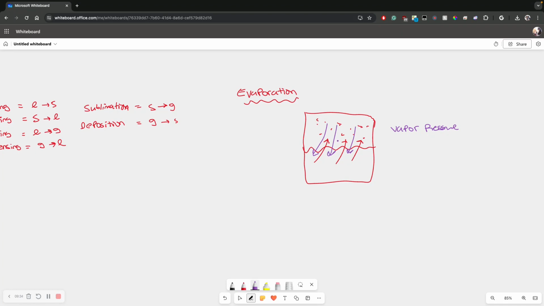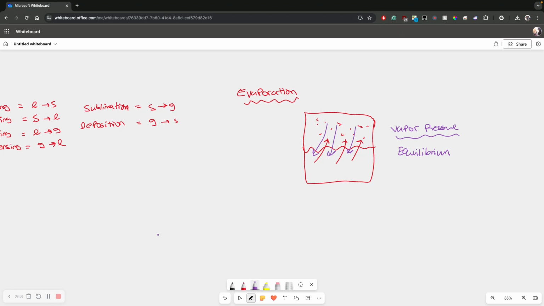It kind of doesn't make sense if you hear it this way, but it's a strange concept, and I recommend that you go back into your notes and look at evaporation as part of your gas laws. You do need to know vapor pressure, and you need to know equilibrium relating to evaporation. So just keep those in mind.